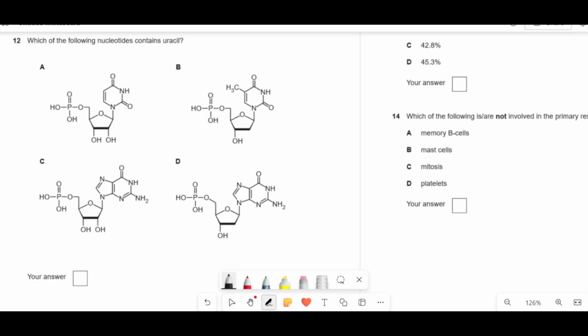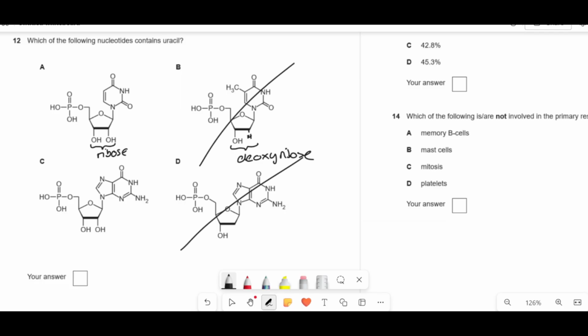Which of the following nucleotides contains uracil? So uracil is an RNA nucleotide, right? So it's going to have ribose as its sugar, not deoxyribose. The way to tell is that you look at the pentose sugar, and you look for whether it's got 2 OHs. If it's 2 OHs, then that's ribose. Whereas if it's only got 1, because there's an H here instead, this is deoxyribose. It's missing an oxygen. So because it's RNA, not DNA, all the deoxyriboses are out.